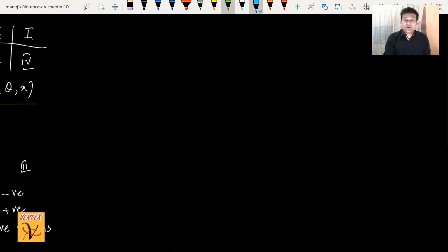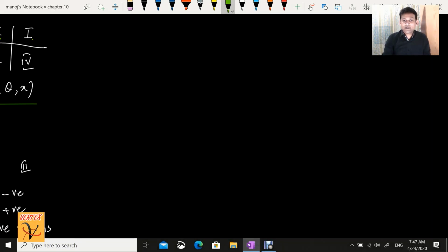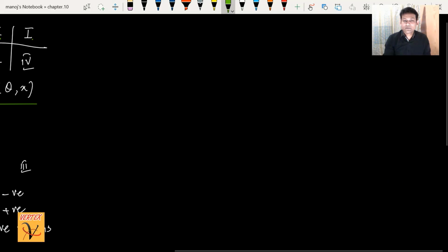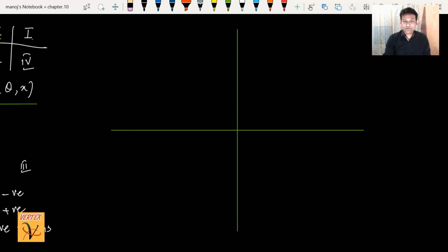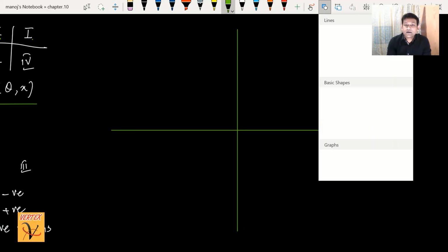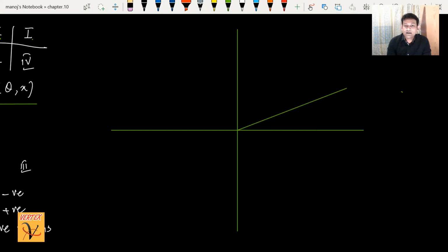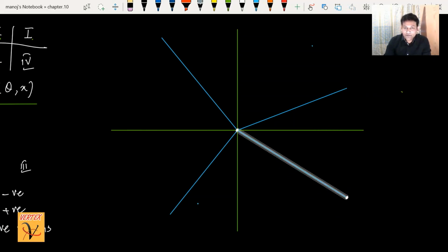I would like to draw first of all the axes here. Then I would like to draw four angles here. The first angle is here, the second angle I can draw here from this point. Then we have the third angle in the third quadrant. Then we have the fourth angle in the fourth quadrant.